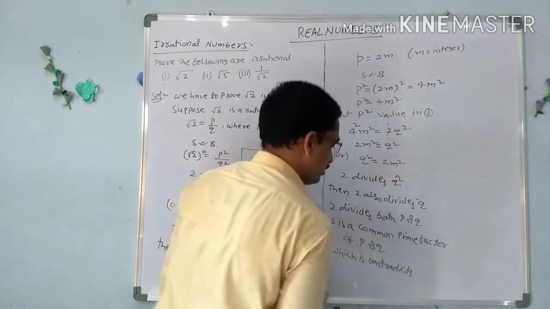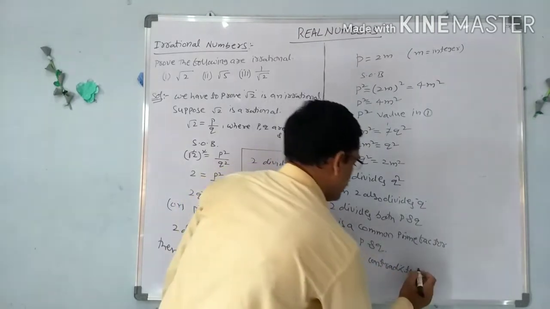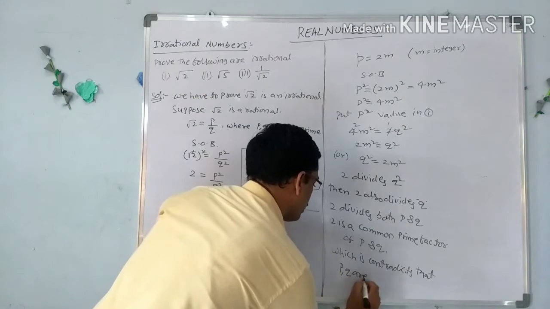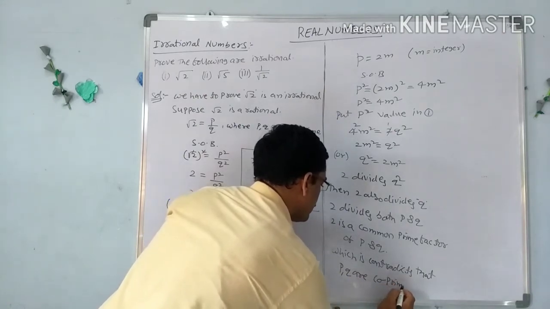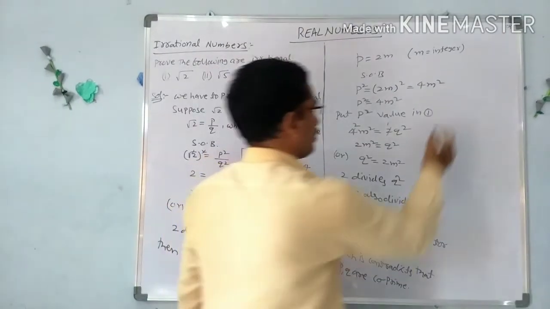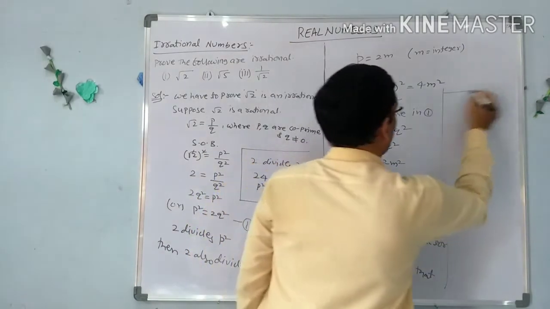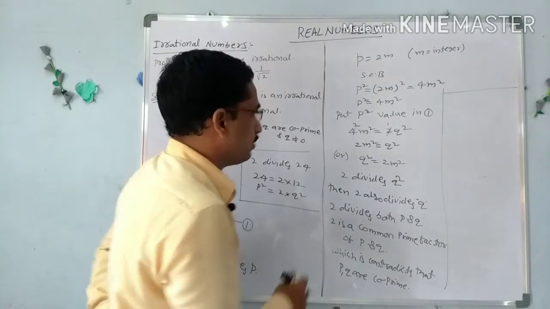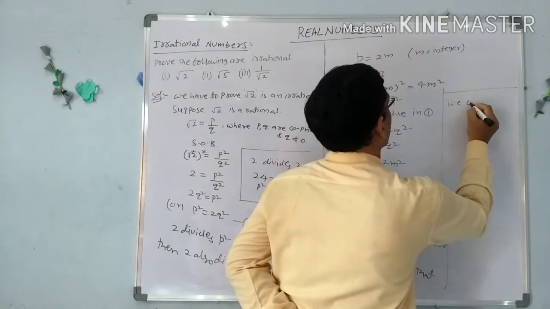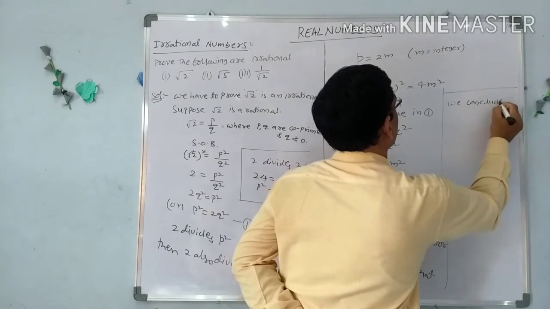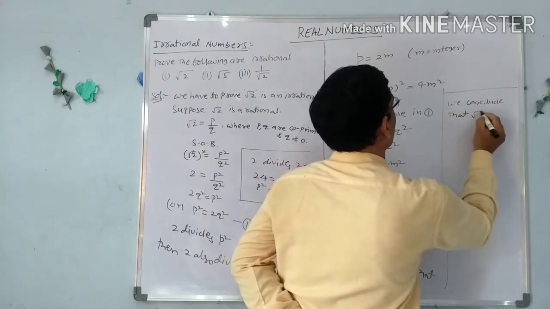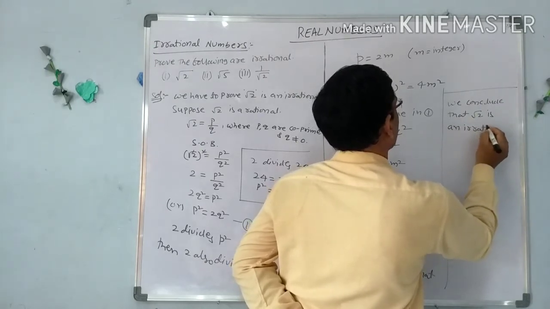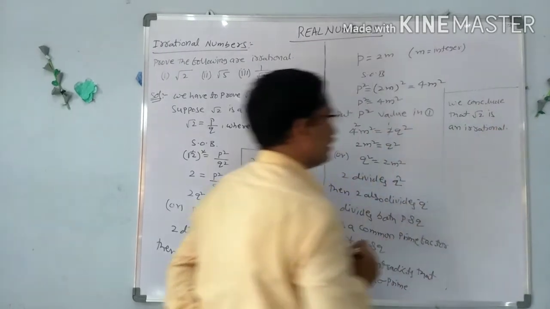What is the contradiction? It contradicts that p, q are co-prime. So p, q are co-prime is true, but we are getting a wrong statement. So we conclude that root 2 is an irrational number.